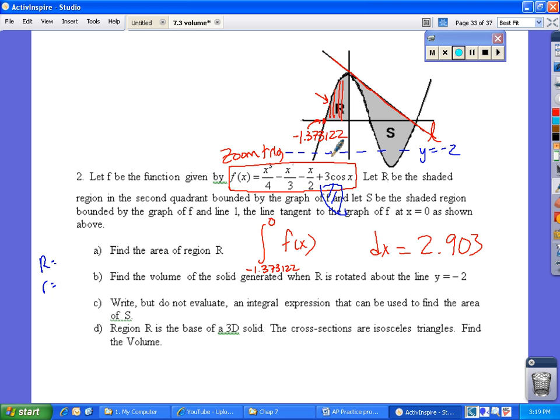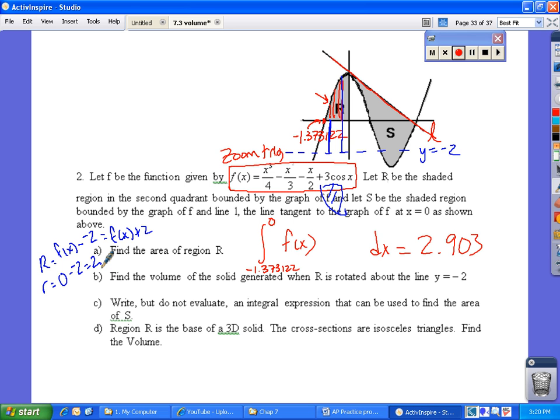My big R, to find them, I'm going to start at my axis of revolution. I'm going to go as far out as I possibly can. That's this curve. So the top of this curve is the function f of x minus the bottom of the curve touches negative 2, so minus negative 2. So basically this is f of x plus 2. That's my big R. And my little r starts at negative 2 and it goes out to here. We're never going to get any closer than right here. So that's 0 minus negative 2, which is just positive 2.